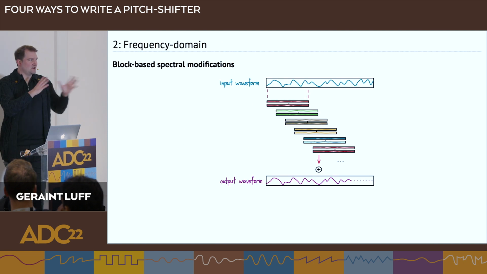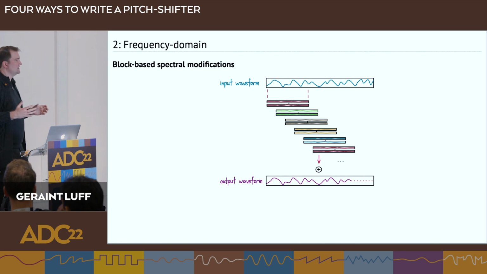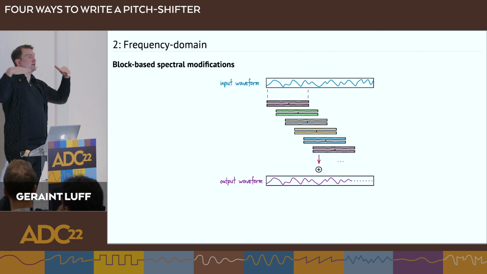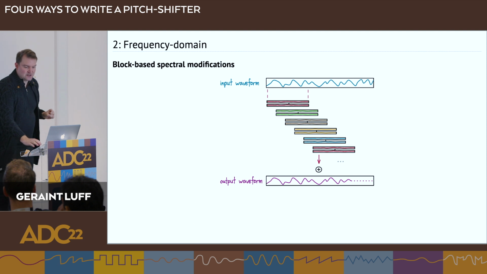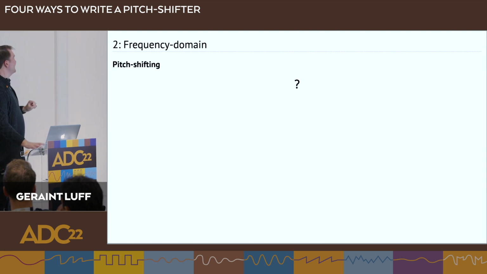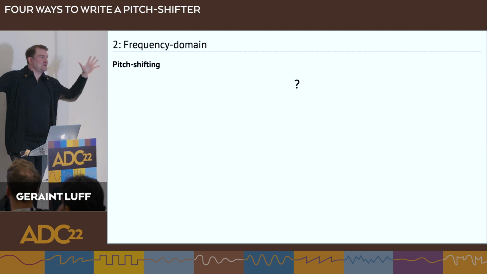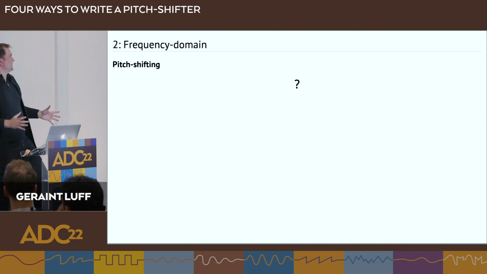Not really for the time resolution, more because this lets you use smoother windowing functions, which give you even clearer spectrums. Okay, so now we know how to mess around with the frequency content of each block. What do you want to do?